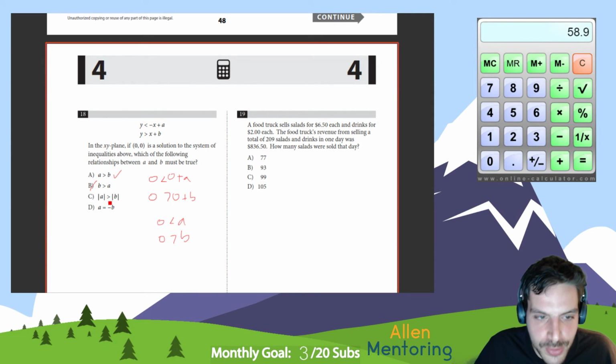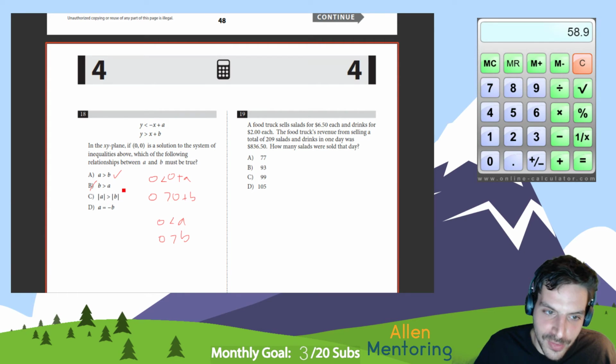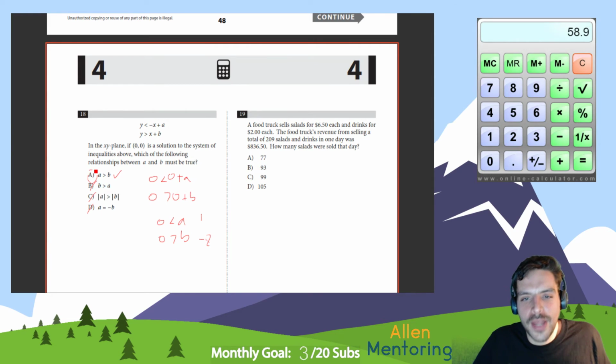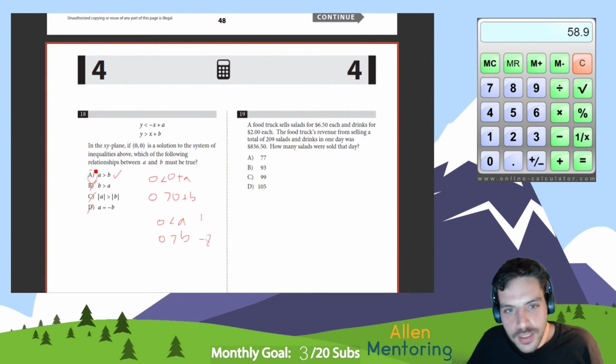The absolute value of a is greater than the absolute value of b. That's actually not true, right? Because if a is positive 1 and b is like negative 8, 8 is going to be greater than 1. So that's out. And a is equal to negative b. That's not necessarily true, right? They could be any number greater than or less than 0. All right, so I'm pretty happy with a here. If I'm wrong, oh man, they got me again.